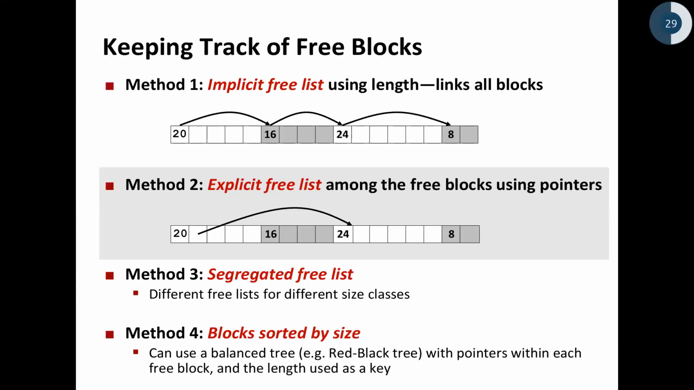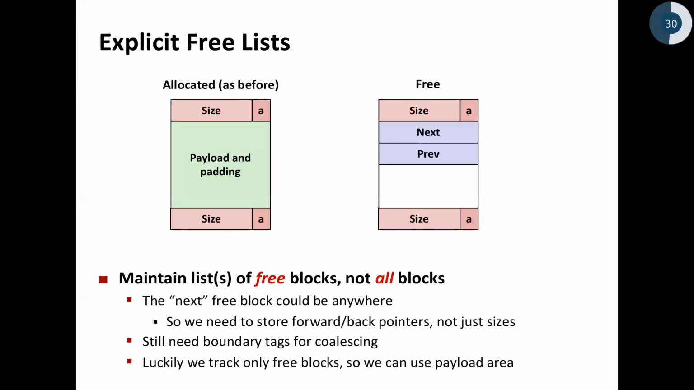Now let's look at the second method, the explicit list, where we explicitly keep track of free blocks. In the explicit list, fundamentally, we need to keep track of free blocks, and we just need to effectively insert pointers. And let's create a doubly linked list.